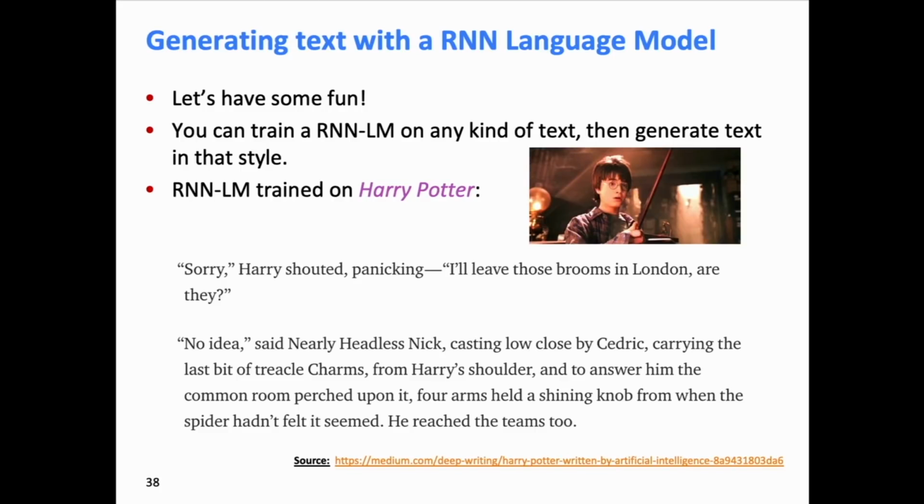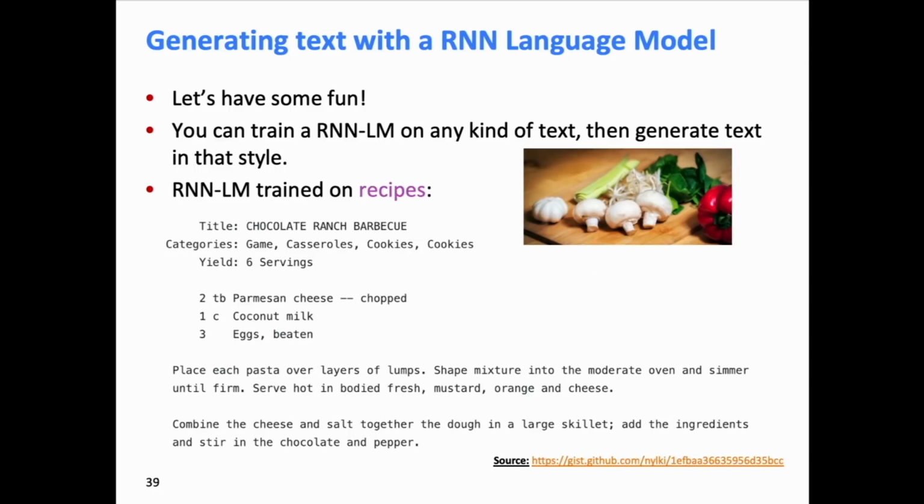But some bad things are that we have, for example, a pretty long run-on sentence in the second paragraph that's hard to read. You have some nonsensical things that really make no sense, like, I don't know what a treacle charm is. It sounds delicious, but I don't think it's real. And overall, it's just pretty nonsensical. Here's another example. Here is an RNN language model that was trained on recipes. So this one's pretty bizarre.